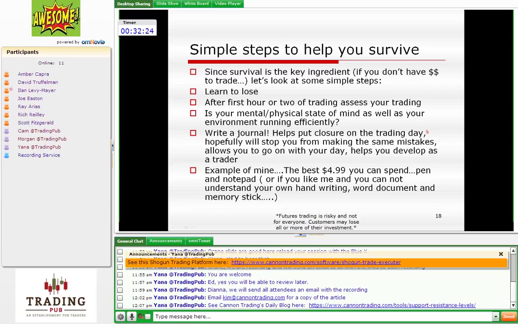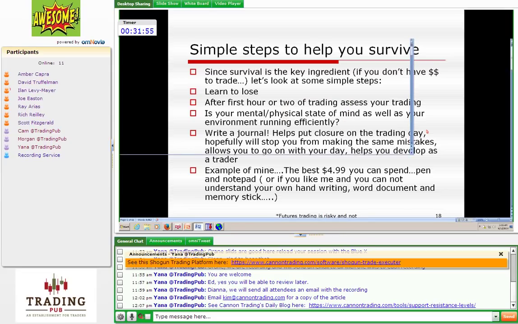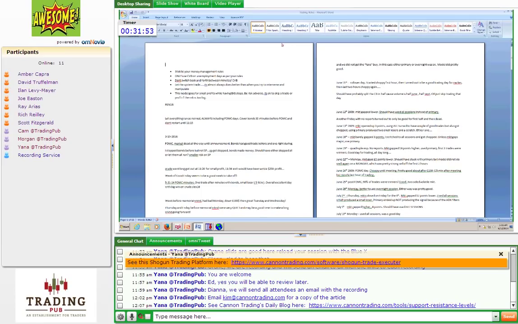For me, it did more than a few things. It helped put a closure on the trading day, meaning let's say you had a good trading day or a bad trading day, writing it down helps finish your work. Okay, trading is over for the day. I did my job. I wrote my journal. I'm going to keep those notes for future reference, and I'm going to move on. Next, I want to show you an example of my journal. The reason I wrote it is for many different reasons, actually. Let me see if you can view it a little bit bigger.